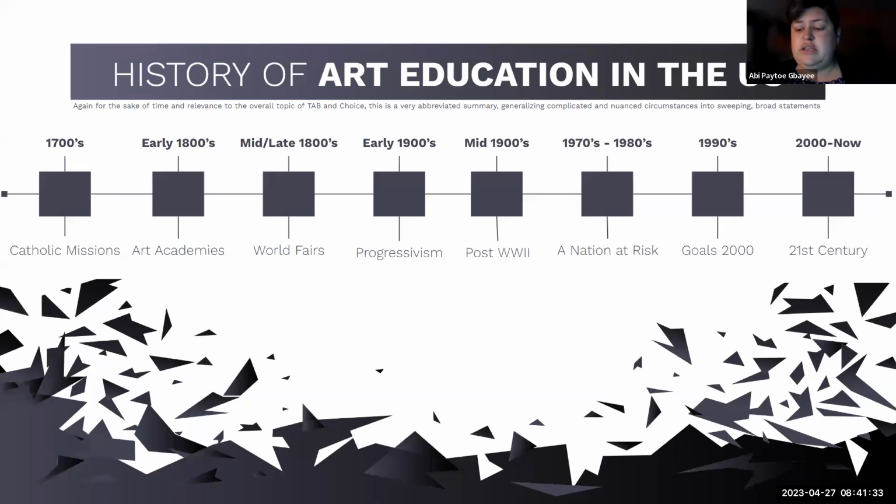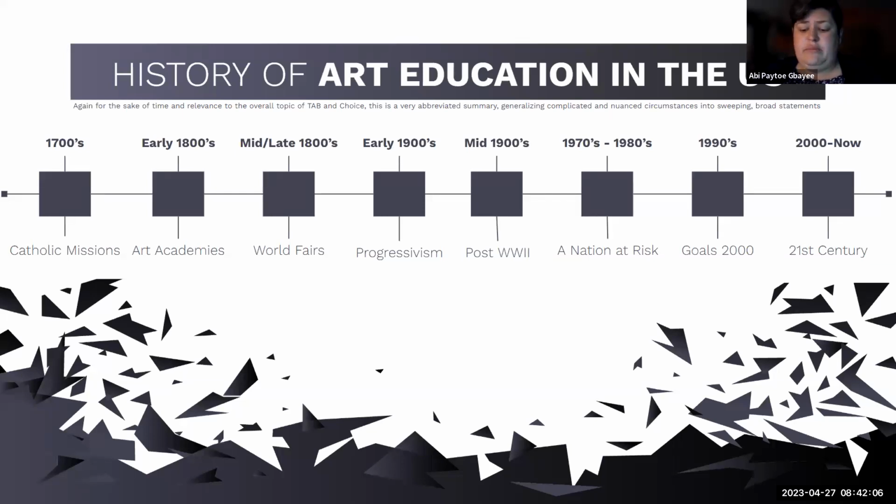Then we move into progressivism and Dewey and things that worked until we end up in the world wars and things start falling apart again. With the world wars and people immigrating and moving around, we ended up with several prominent art education leaders who made a big impact on art education in the US, including Victor Lowenfeld, who has fairly direct influence in TAB.